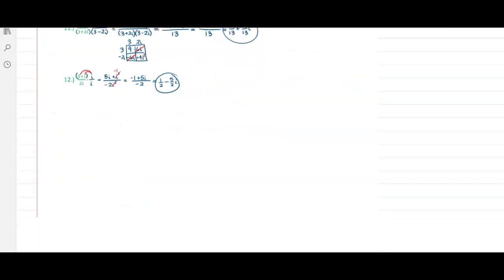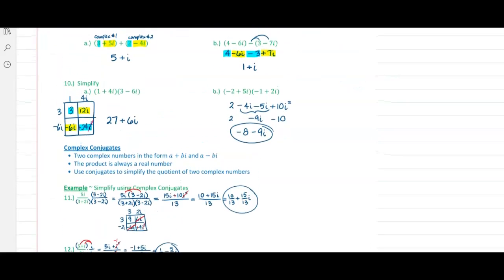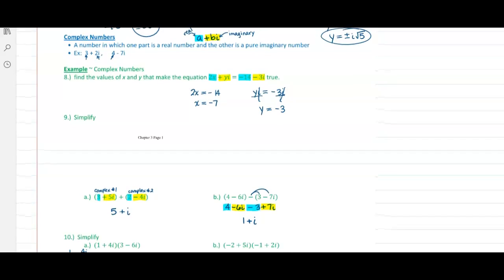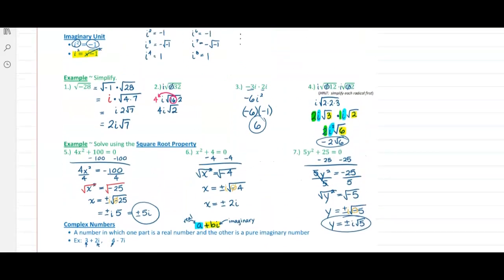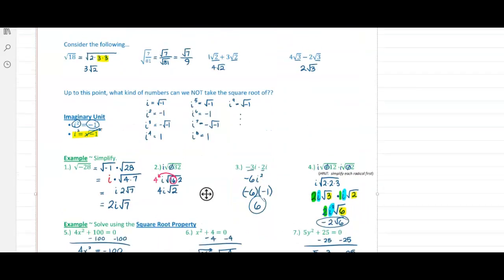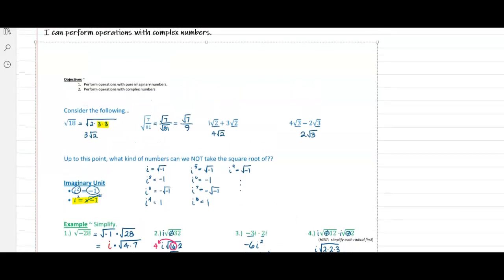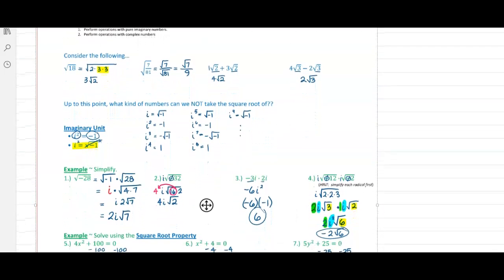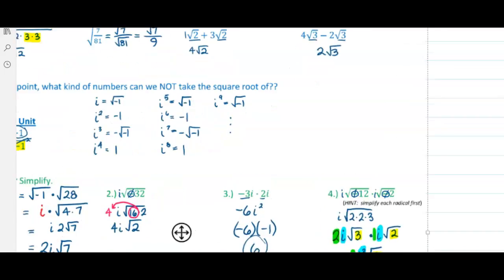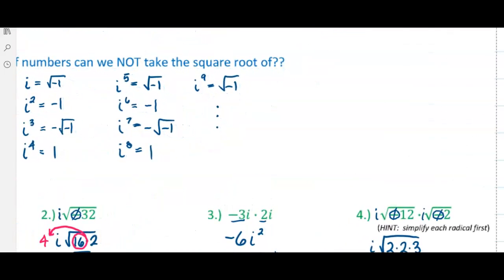So complex numbers really aren't too bad to work with, but it's super important to be able to function with our imaginary numbers so that we can use them when we're continuing to solve quadratics. One last thing I want to point out, scrolling back up to our notes, what if we have i to the 45th?